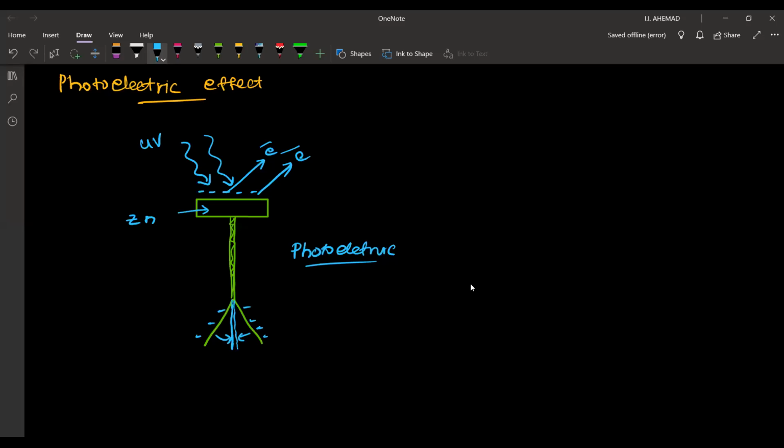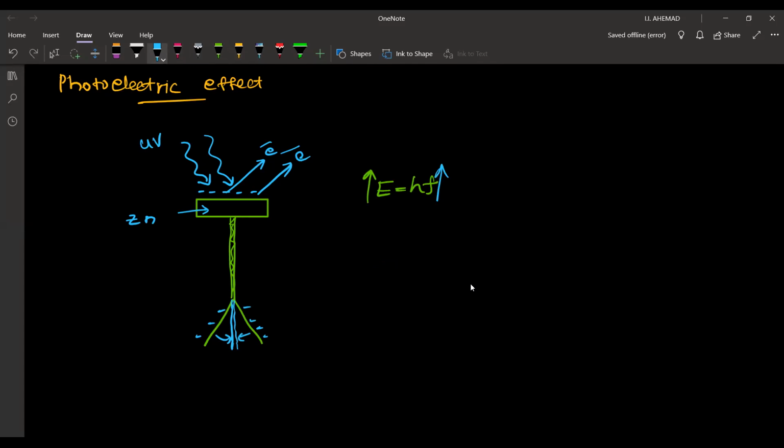Okay, so did you get an idea about this effect? If it is visible light, nothing happens. And if it's UV light, there is something going on. It's releasing the electrons. So what's the reason? When we compare the energy of a photon, the energy of a photon increases when the frequency increases.